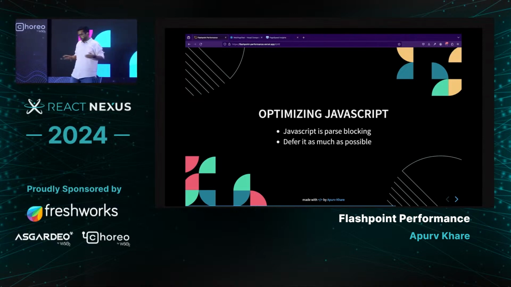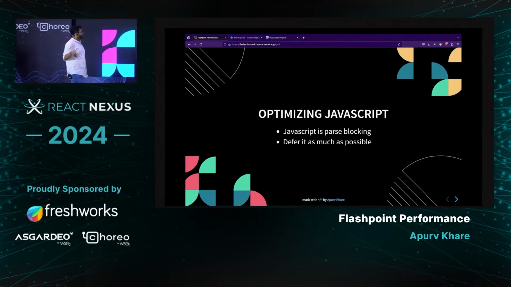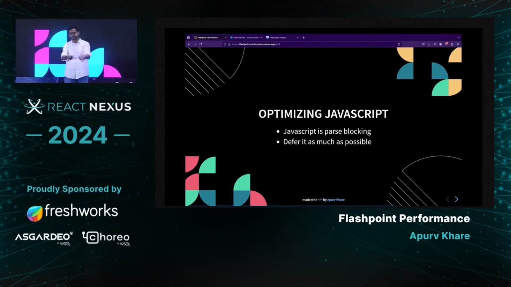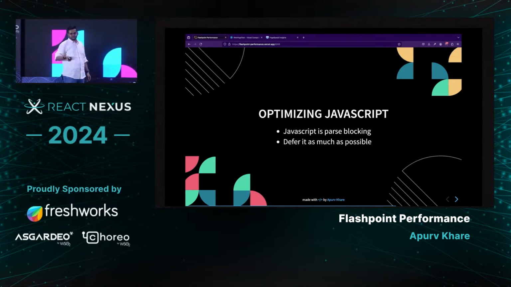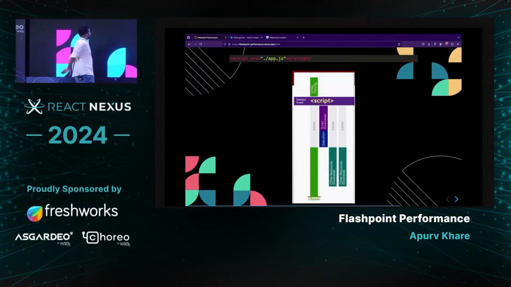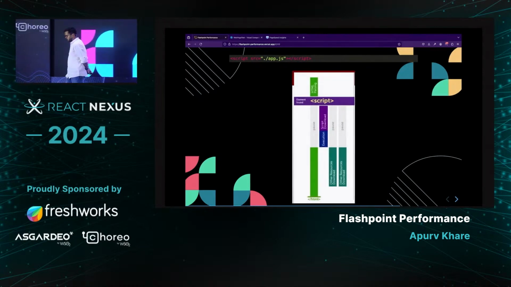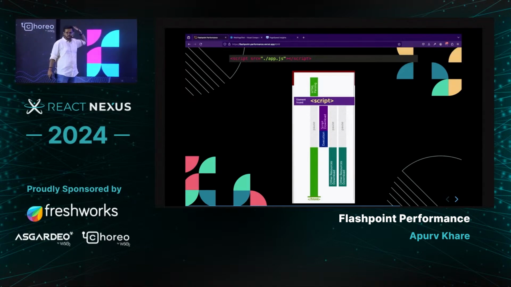The next is optimizing JavaScript. JavaScript is parse blocking, and you should defer it as much as possible. Let's understand what I mean by this. The next section will also explain a good question which is asked in interviews. So consider a React app which is client-side rendered. At the end, it's just an HTML file which has a script tag with your source app.js, right?